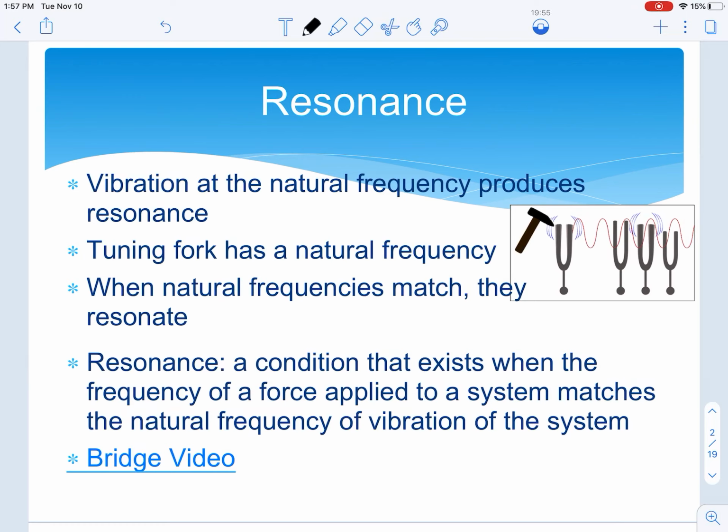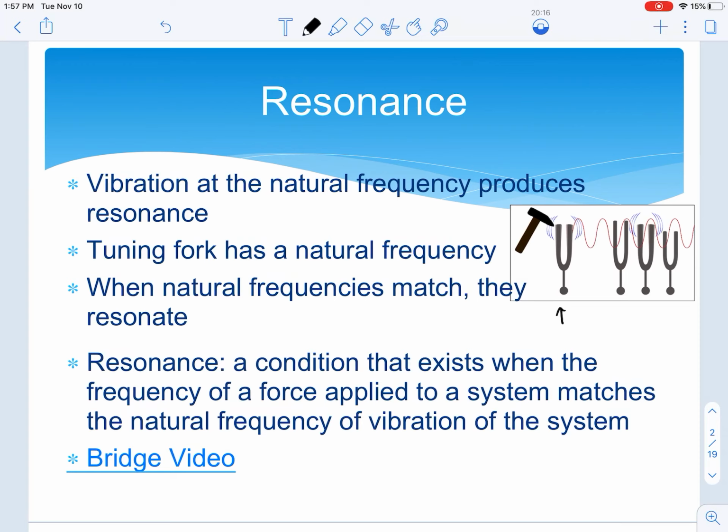All right, so we are going to talk about resonance and harmonics. Resonance, it says here, the vibration at the natural frequency produces resonance. So we have an image here of some tuning forks. If we take this first tuning fork and we strike it, it will then vibrate.